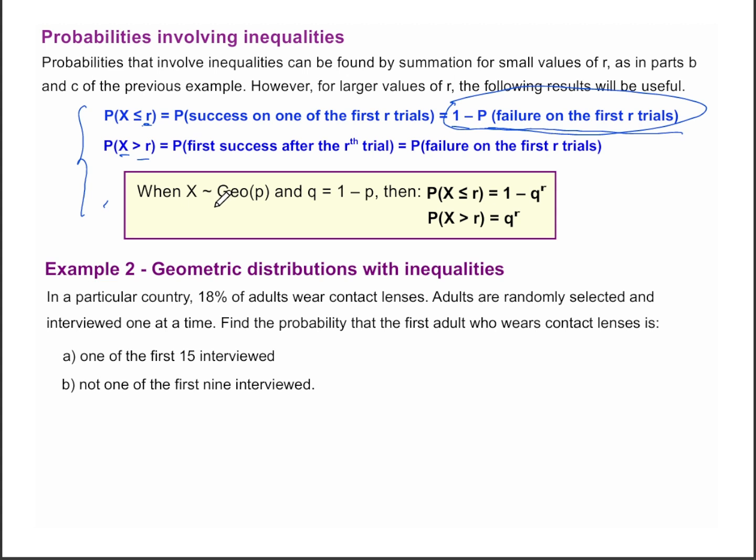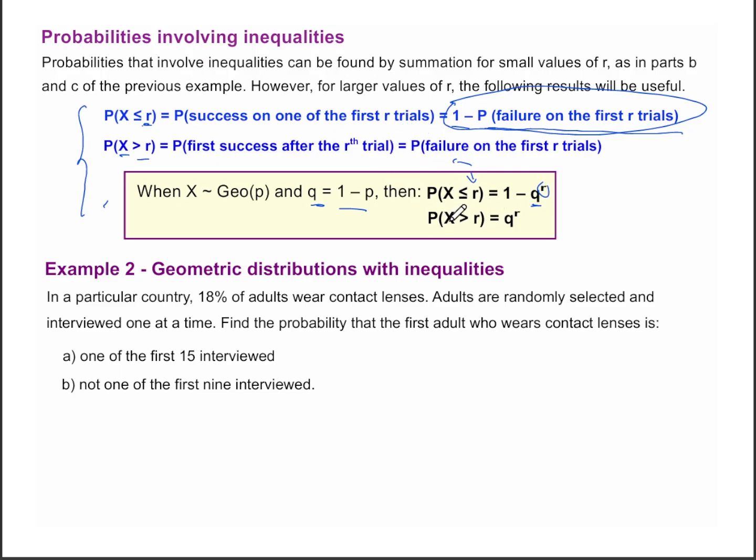When random variable X is geometrically distributed, and my probability of failure is 1 minus p, which is also written as q, then the probability that your first success happens on the rth attempt or before it will be equal to 1 minus the probability of failure to the power r.